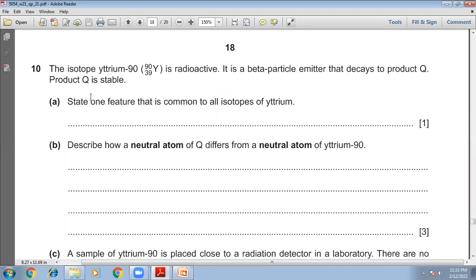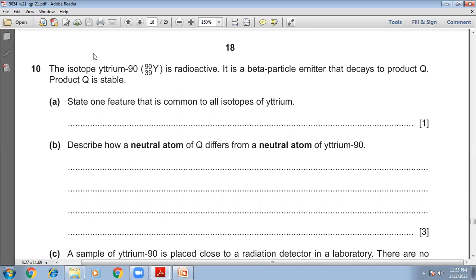The isotope yttrium-90, its proton number is 39 and its mass number is 90, nucleon number is 90, is radioactive. It is a beta particle emitter that decays to produce Q. So the daughter nucleus will be Q. Product Q is stable. State one feature that is common to all isotopes of the yttrium. All the isotopes of the yttrium will have the same proton numbers. So they all will have the same number of electrons in their orbit. So they will all have the same number of protons in their nuclei.